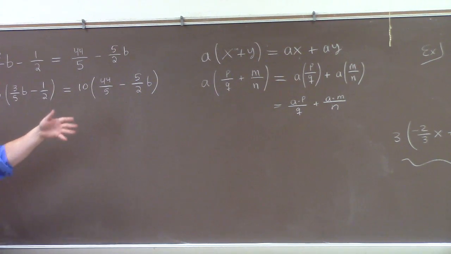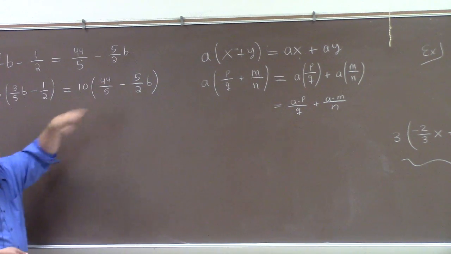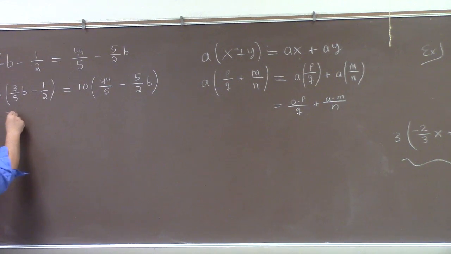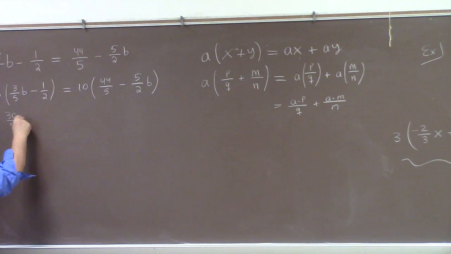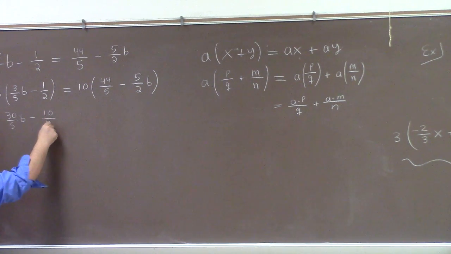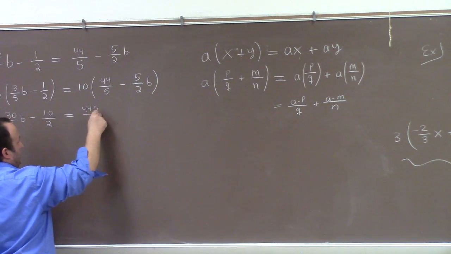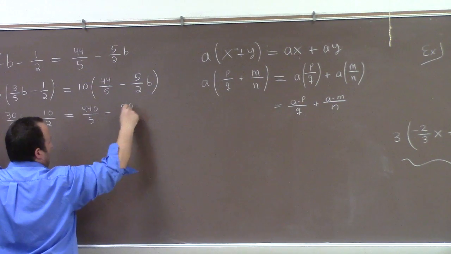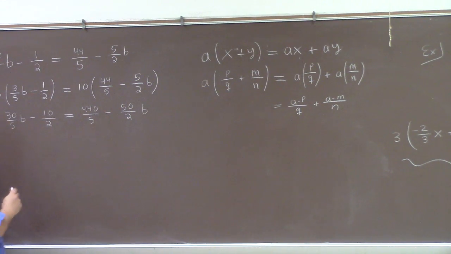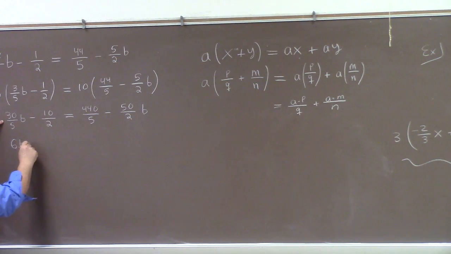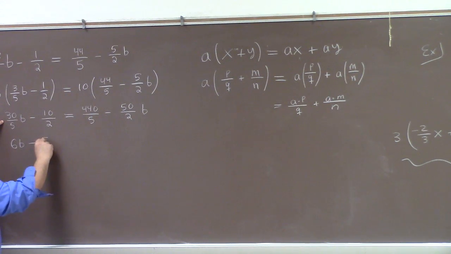Following the pattern I just wrote over there, we do 10 times the 3, 10 times the 1, 10 times 44, 10 times 5. I'll write it out. So we get 30 over 5 times b minus 10 over 2, and that is, goodness gracious, 440 over 5 minus 50 over 2 times b. Or we could simplify some of these fractions, right? 6b. And then 10 over 2 goes to 5. Yep.